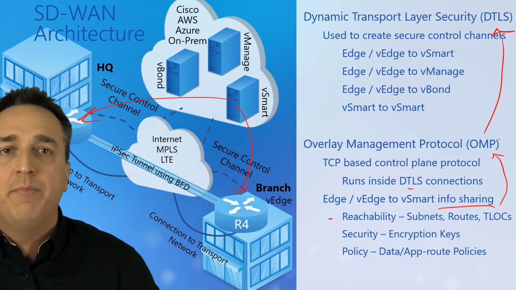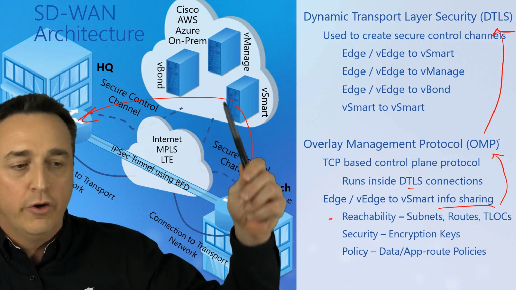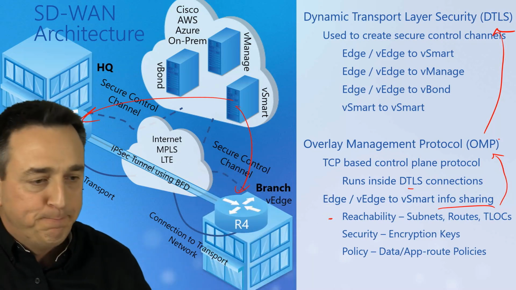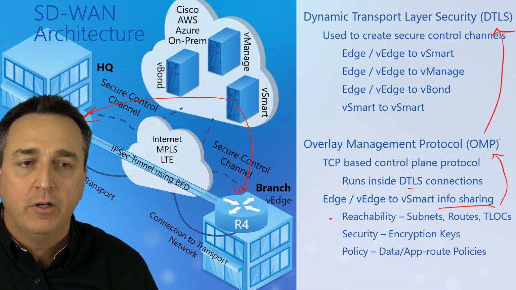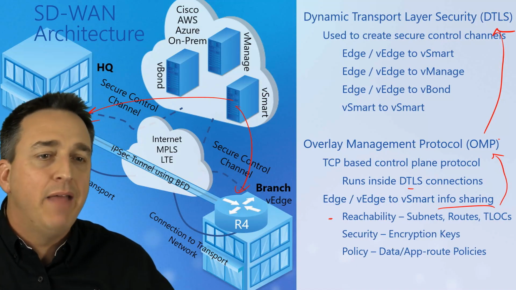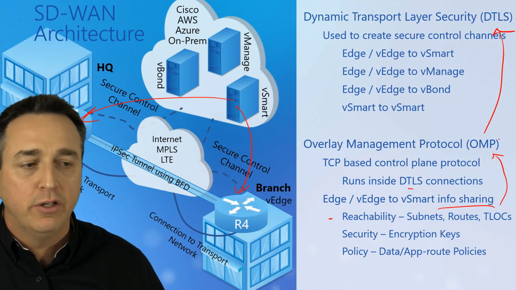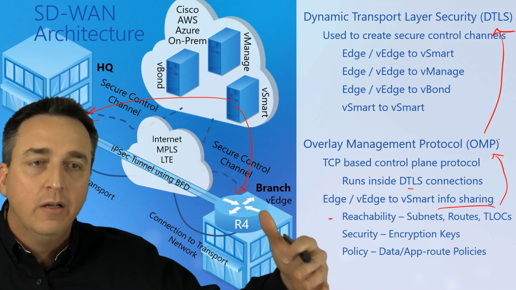They have to learn about subnets. They have to learn about routes. You learn that from vSmart using OMP. What about security parameters, like the encryption keys? Again, that's got to be sent over a secure connection. So that's using OMP, using DTLS.